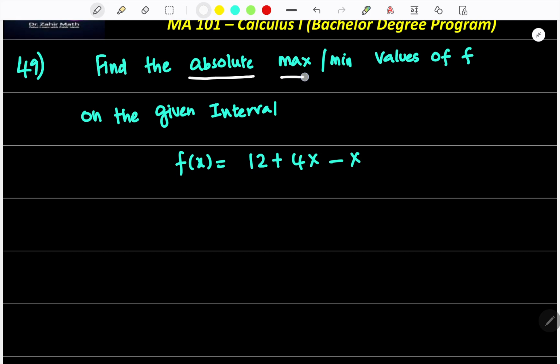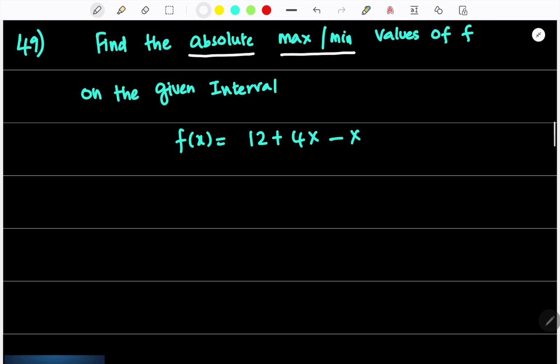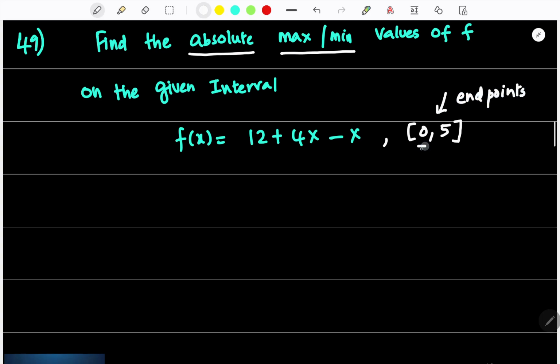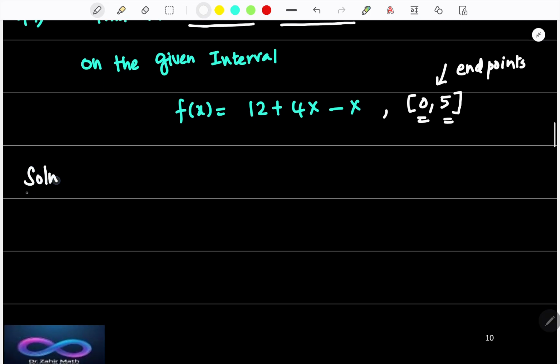Find the absolute maximum and minimum values for the function f of x equals 12 plus 4x minus x square, comma 0, comma 5. This is called end points. 0 and 5. I did not write it specifically. Why? Because you may think, where is the end point? That's why I wrote it now. Right. Let's go for the solution.